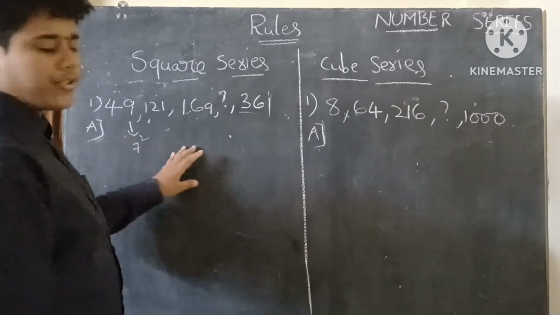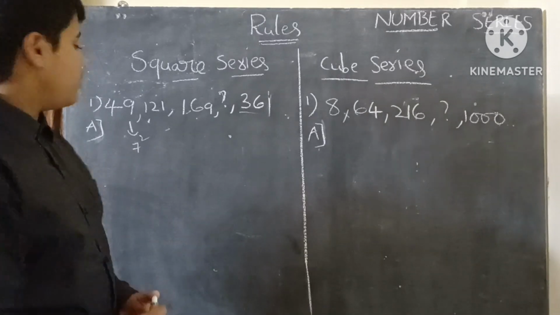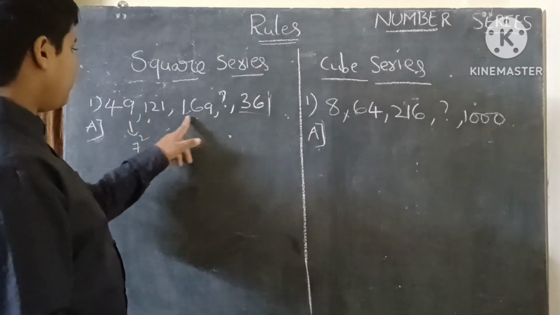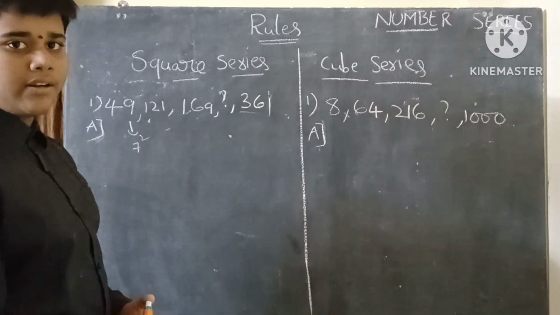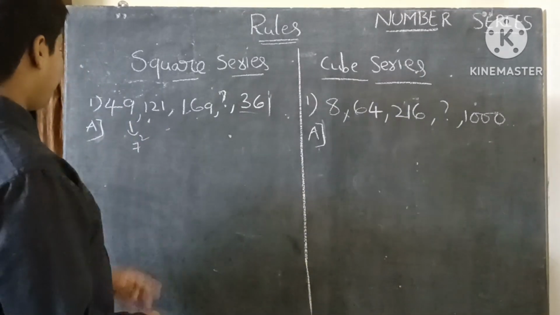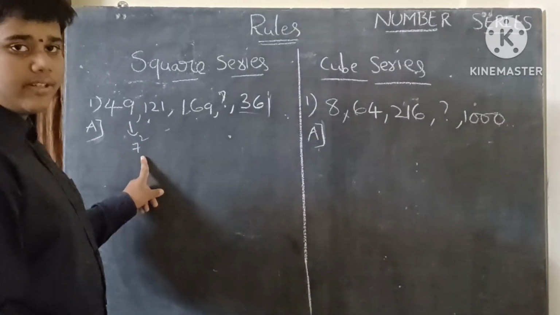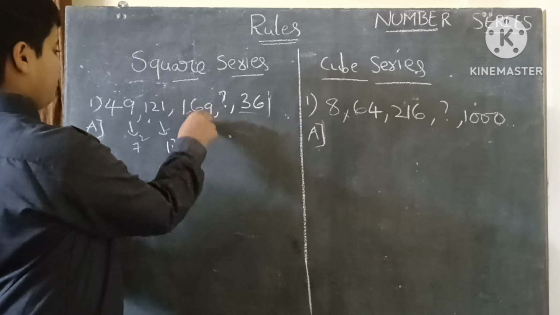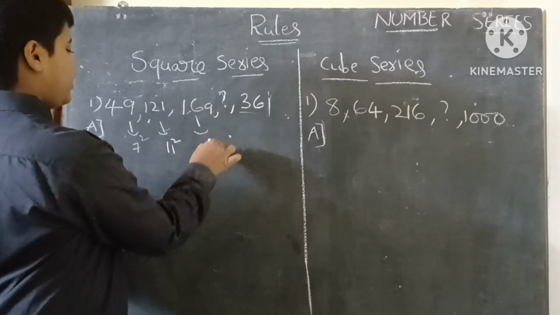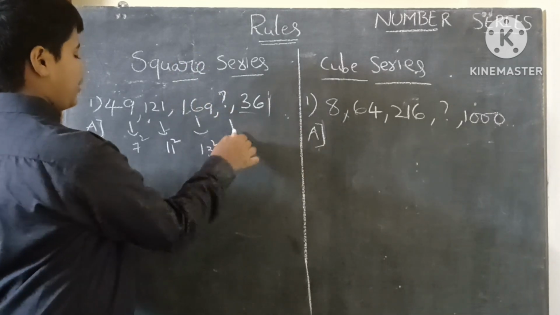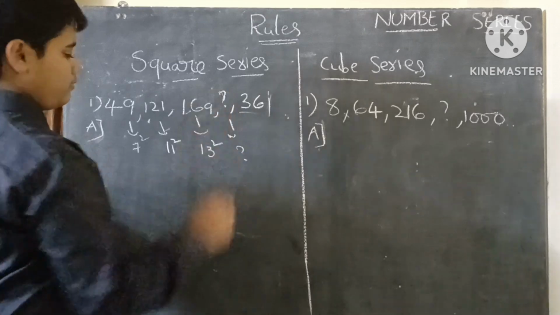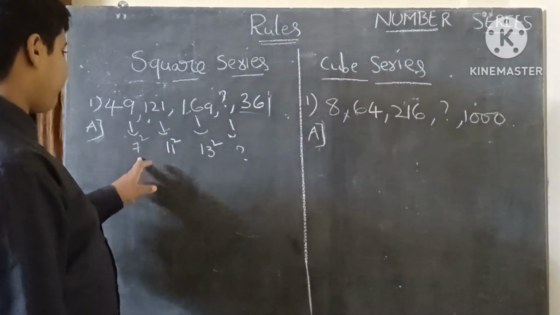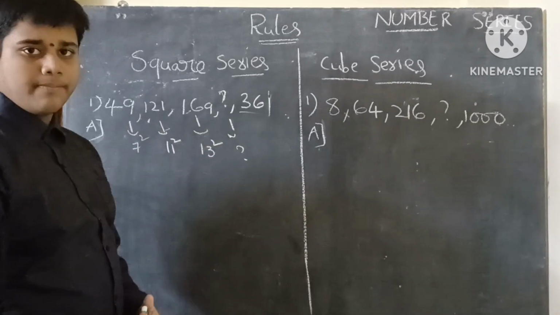Here we should not take the difference because if I take the difference here, there is so much difference and here there is so much difference. So we cannot say with difference. So here 49 means 7 square and 121 means 11 square. 169 means 13 square and we have to find the next one.